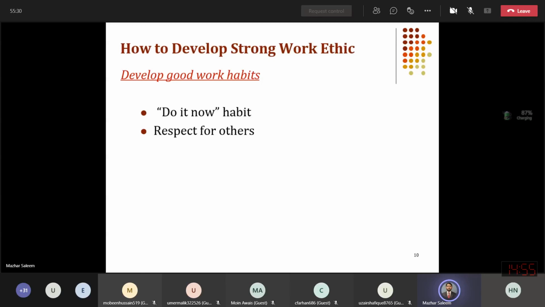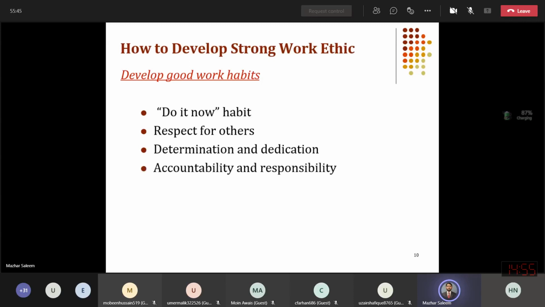Respect for others, as somebody pointed out earlier, that in an organization with strong work ethics, people respect each other. We need to do our work with determination and dedication. And it's also important that we hold ourselves accountable and responsible for our work. If you hold yourself accountable before others do, it will save a lot of embarrassment. If you do not hold yourself accountable, then in some cases you might end up in a very embarrassing situation. Okay.